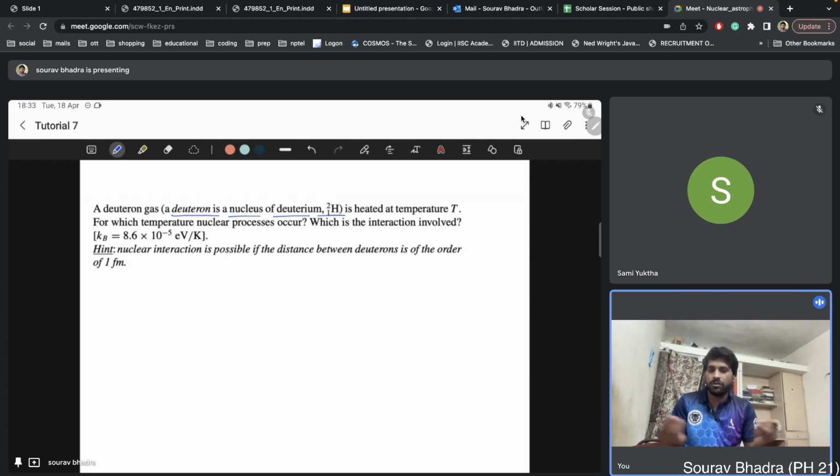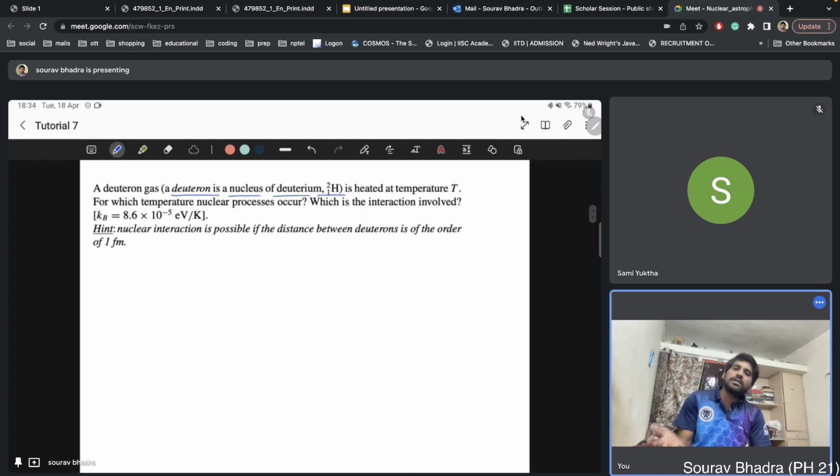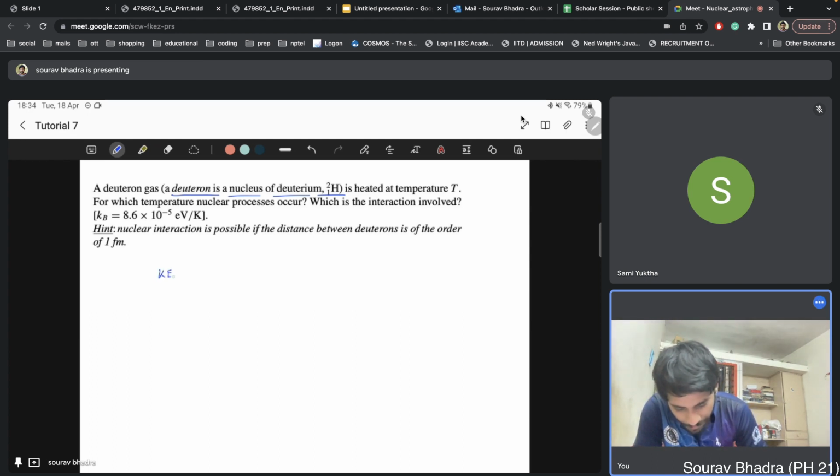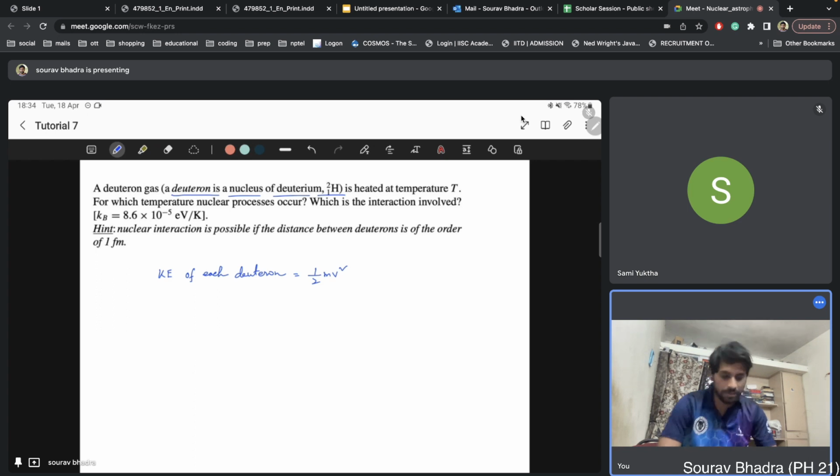That means two deuterium will interact and they will make some products. Which product, that is another case, but we have to calculate at which temperature this reaction occurs. As deuterium gas is there, the deuterons have some kinetic energy and some velocity. So I am writing KE for the kinetic energy of each deuteron, which is half mv square, where m is the mass of the deuteron and v is the velocity of the deuteron.